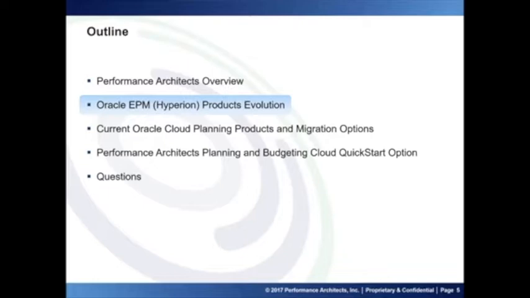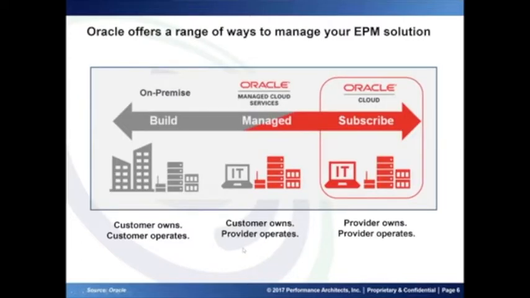We're also going to talk about the current Oracle Cloud Planning products and migration options. And we're going to really focus on PBCS versus ePBCS for those of you who are more familiar with the cloud options, because that's the big point of confusion and contention today, is what people should do there and some of the modules associated with that. And then we're also going to talk about our planning and budgeting quick start options, so you can see a way to get started, as the title says, inexpensively and easily.